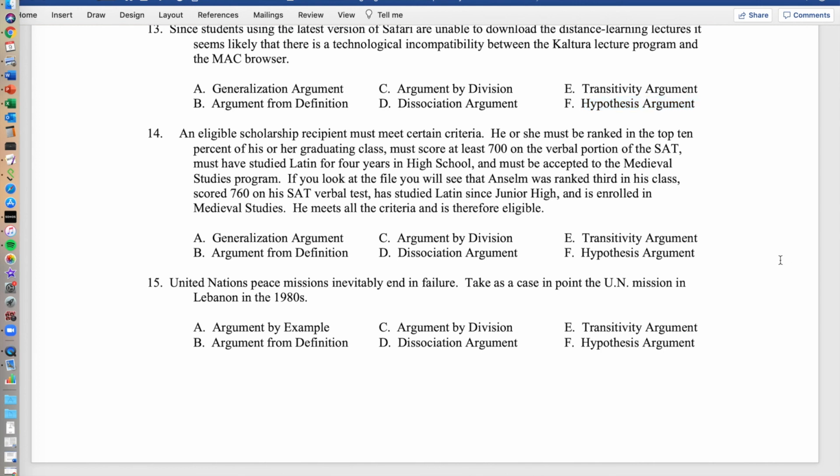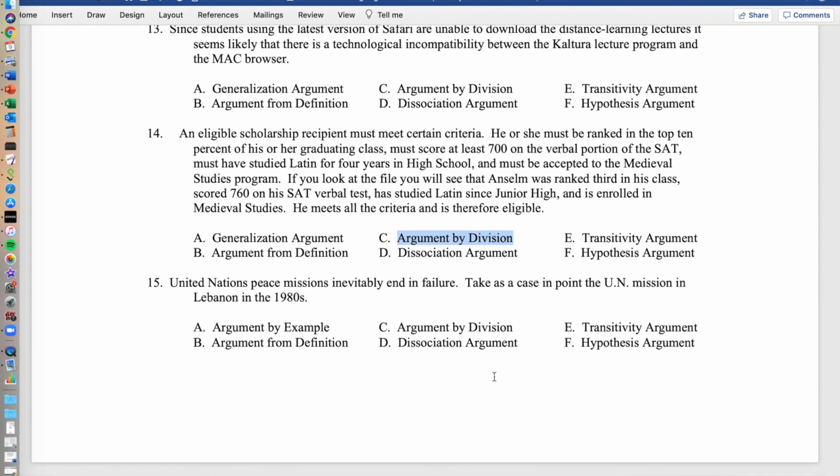So this may seem like an obvious example of argument by division, but we'll review it briefly. We have the criteria for scholarship recipient, and criteria is usually a pretty good clue that we may have an argument by division. And indeed, as we go through, we see all of those criteria or standards are identified separately. That is, the qualities related to being a scholarship recipient are identified separately, and we're considering them one by one, that is the argument by division, one by one in the particular case. So we find that Anselm indeed meets all those criteria. He's ranked third in his class, 760 on the SAT, studied Latin since junior high, enrolled in Medieval Studies. All of those boxes are checked. That's the reasoning or argument by division.